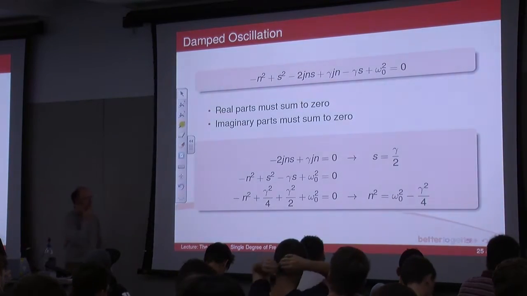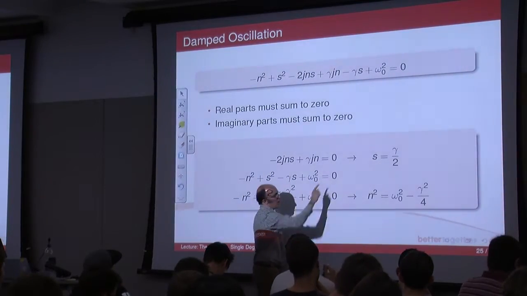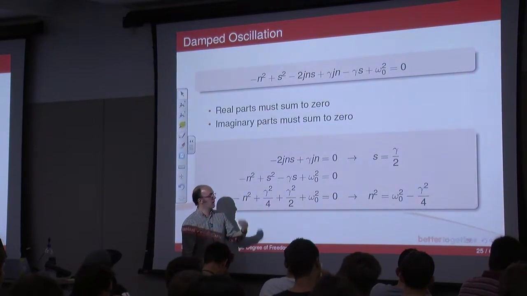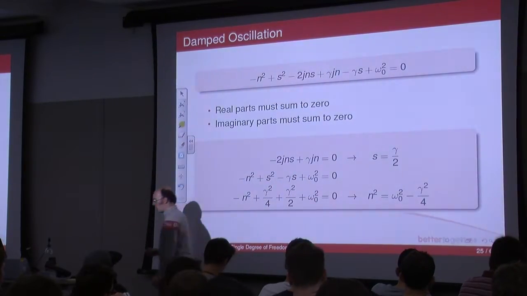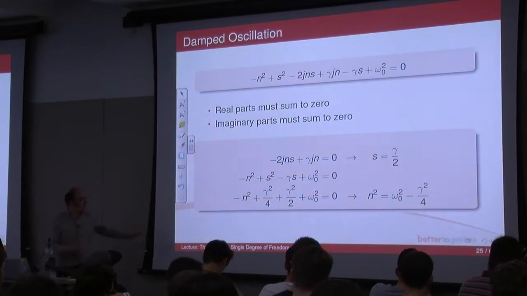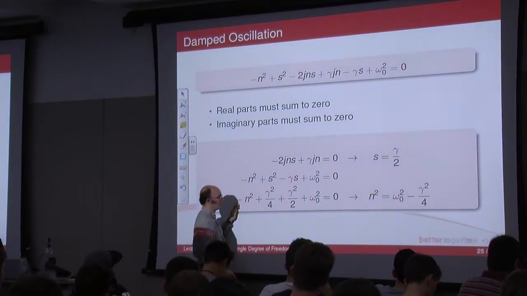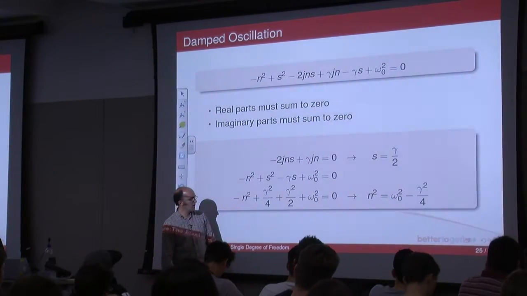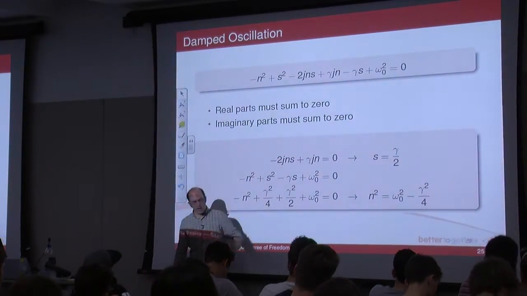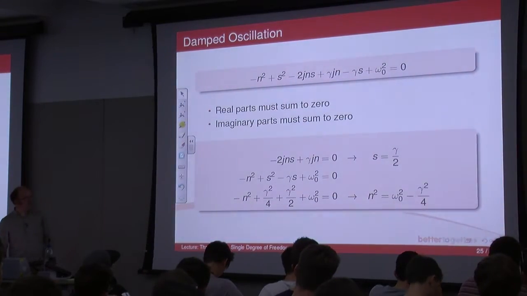So if you take the imaginary bits, s must be equal to minus gamma upon 2. Take this equation, set it equal to 0, you get a value for s. And if you do the same thing for this bit, obviously here we can substitute in for s with gamma upon 2, so that's why we've got gamma squared upon 4 in there. n squared must be omega naught squared minus gamma squared upon 4.